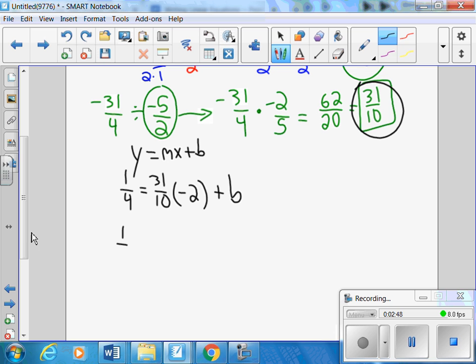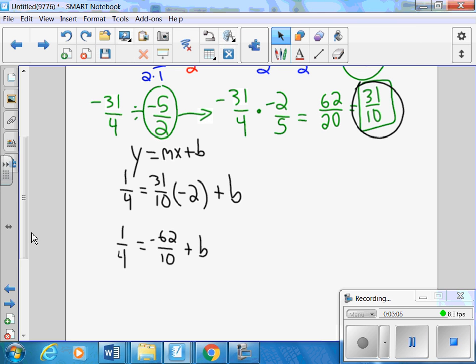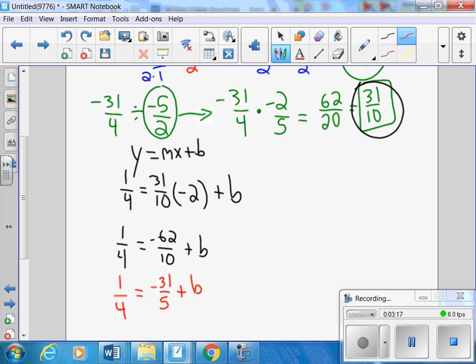So I'm going to take 1/4 equals -2 times 31 is -62, and then over 10 plus b. I'm going to reduce down the 62/10. You have 1/4 equals, looks like that'll be -31/5, and then plus b. Dividing both of these by 2, 62 and 10.